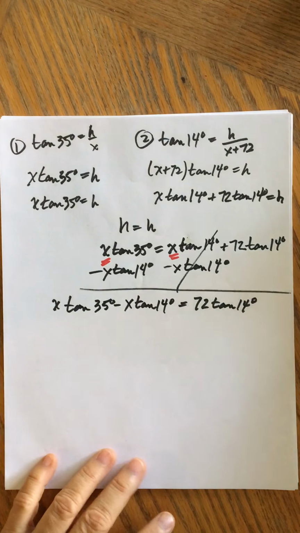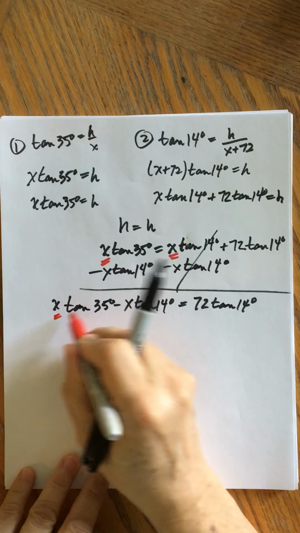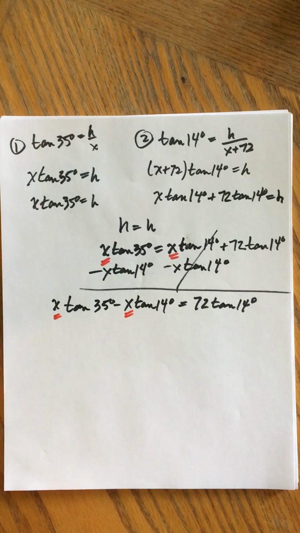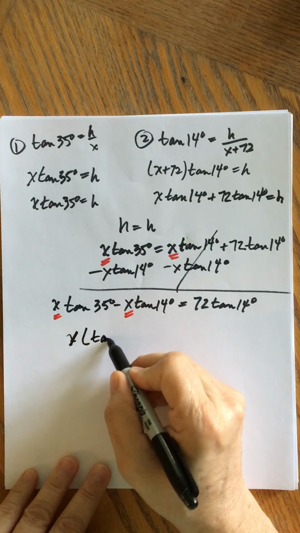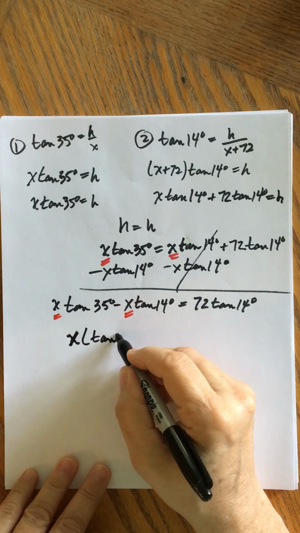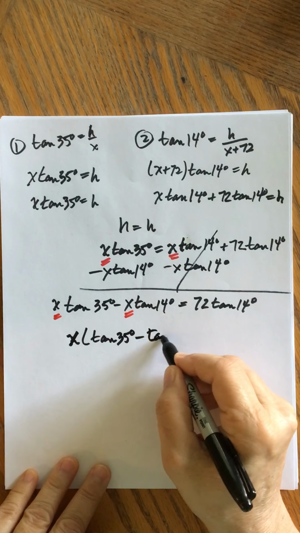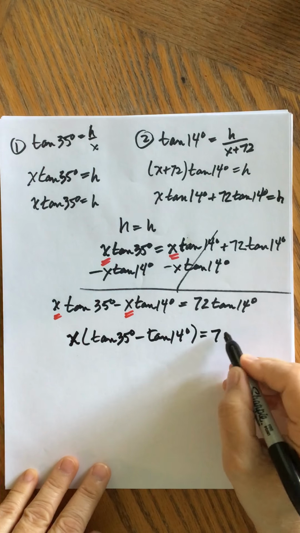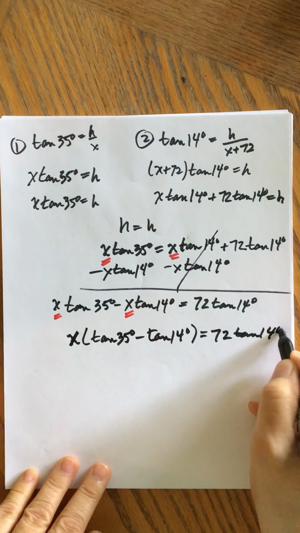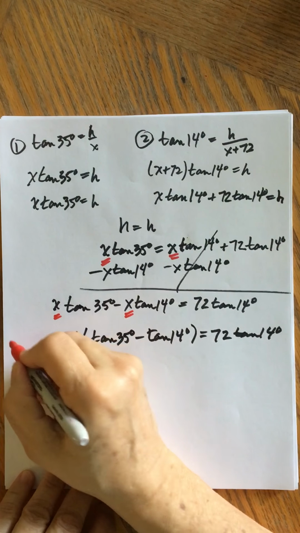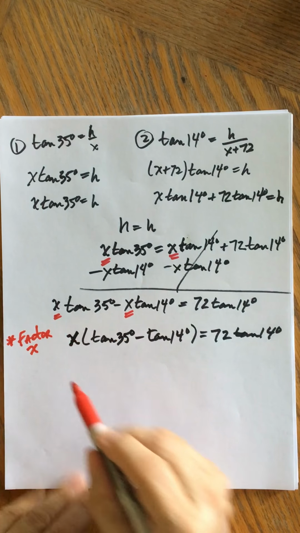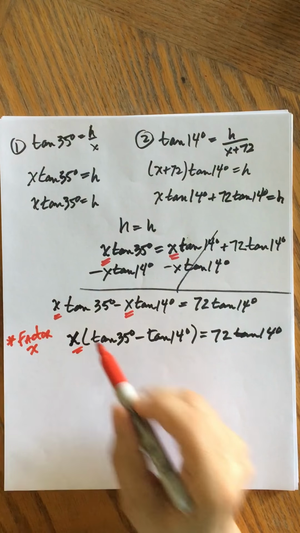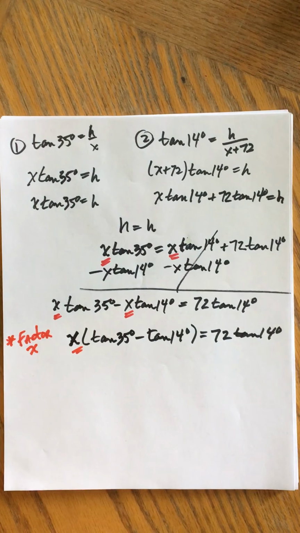All right. So now what we have is x here and x here. What I want to do is get x in one place. So what do I do? I factor. So I'm going to say x times tangent 35 minus tangent 14 equals my number 72 tangent 14. So this part was really, really important right here. Factor x. That's when it's important, right? So now you've got x in one place. That's the whole idea. That's why you factor it.